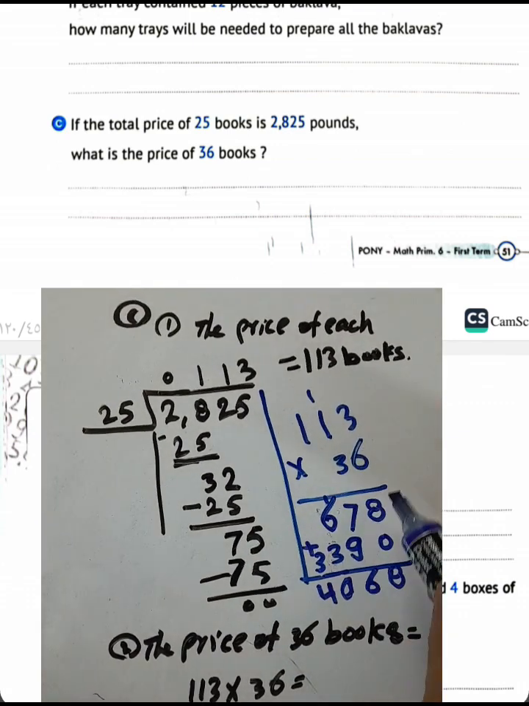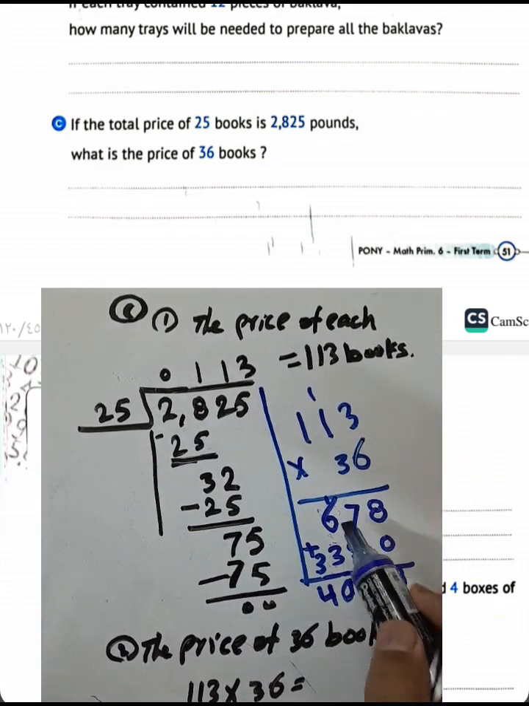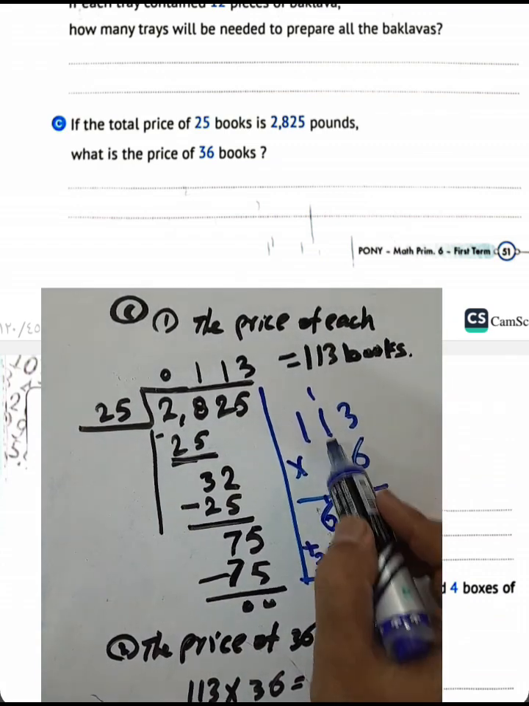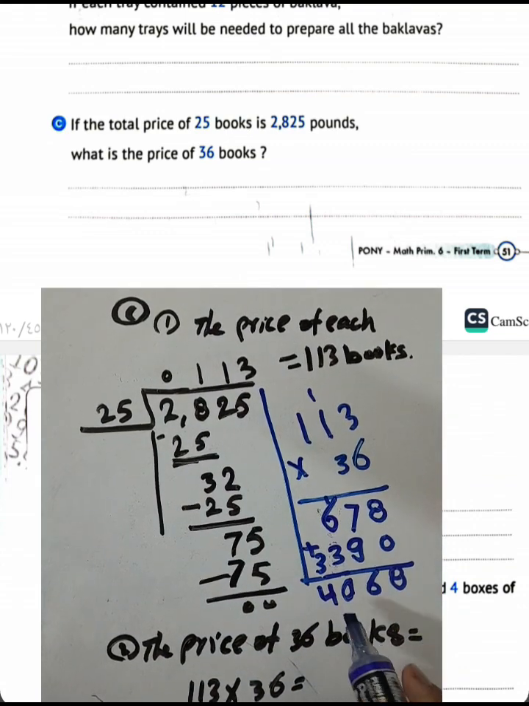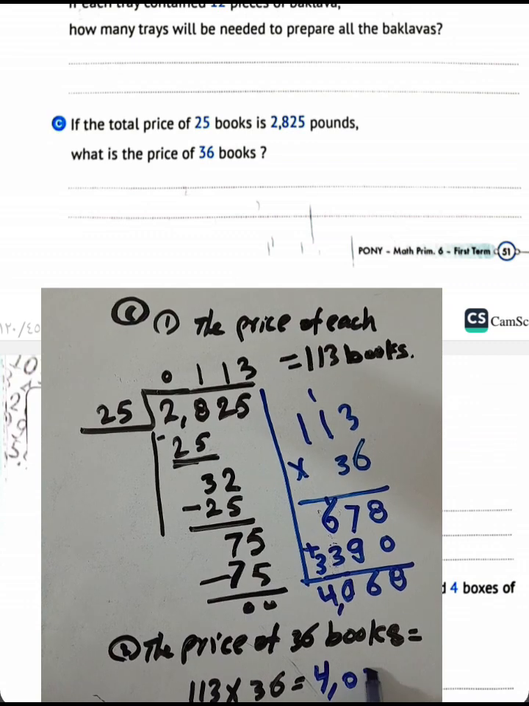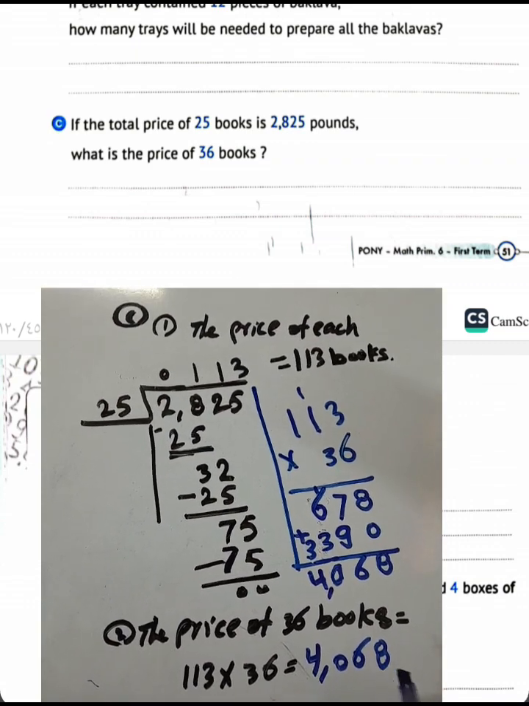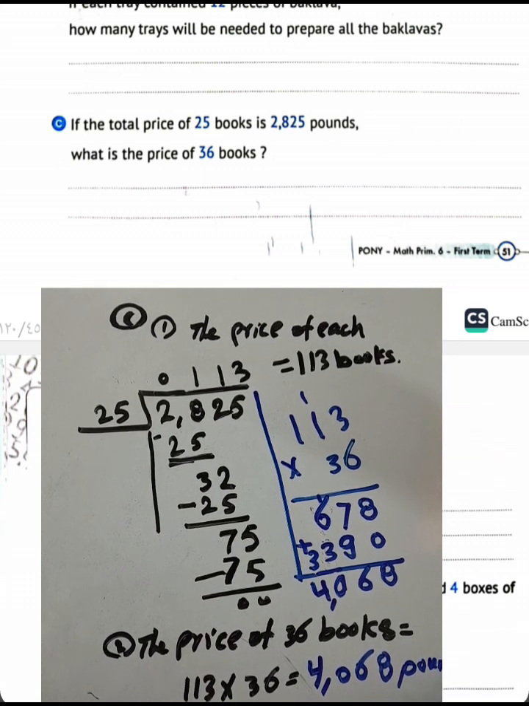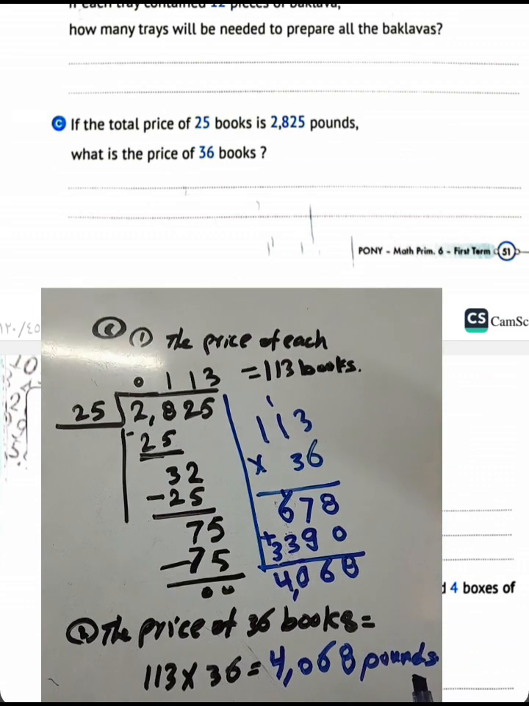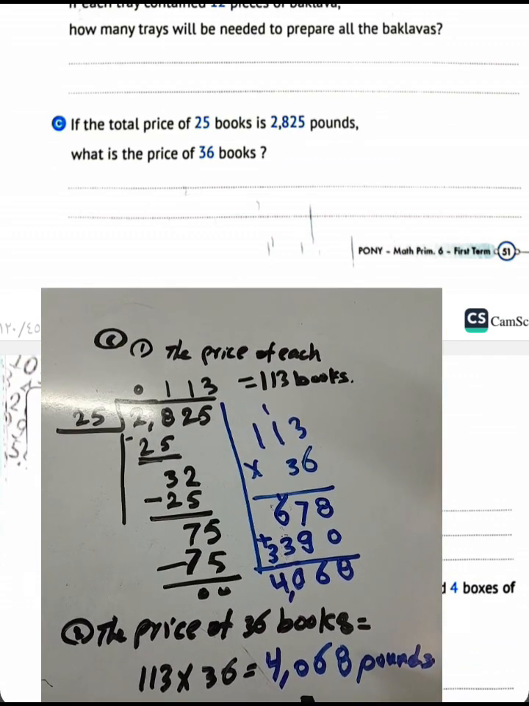The sum between them will be 4,068. The price of the 36 books is 4,068 pounds. We can write the unit here, pounds. Okay, that was question letter C.